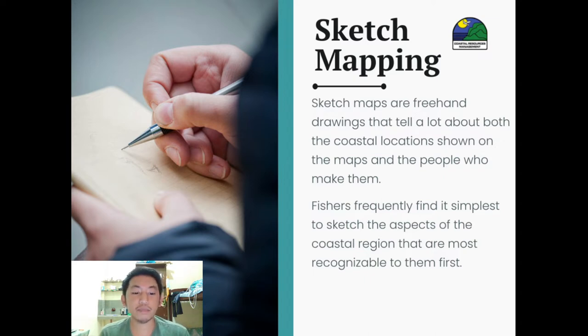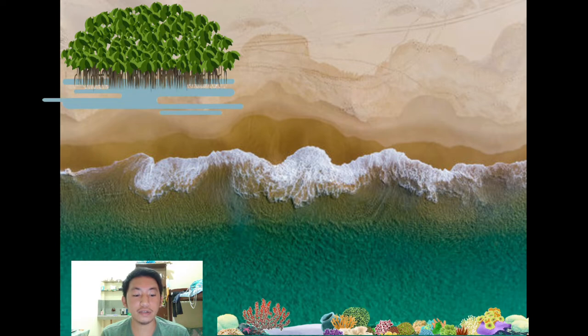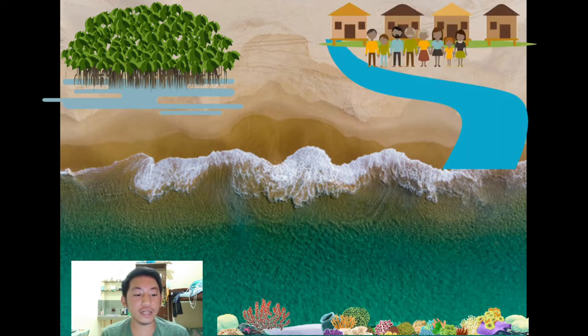Fishers frequently find it simplest to sketch the aspects of the coastal region that are most recognizable to them first, such as the route from their house to the market or their fishing grounds. Distinct physical features such as bays, river mouths, and islands are also excellent places to begin. When asked to draw these elements, fishermen usually start with a shoreline and then include other features such as reefs, mangroves, rivers, roads, and communities freely or with prodding from the community worker.